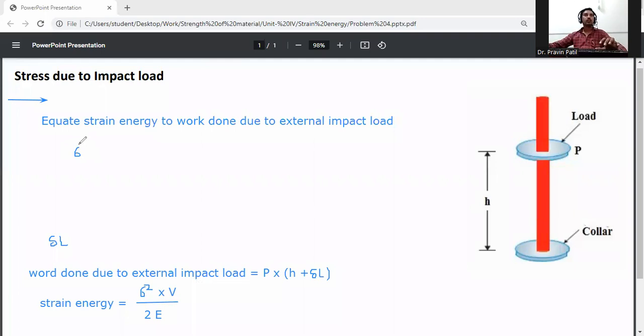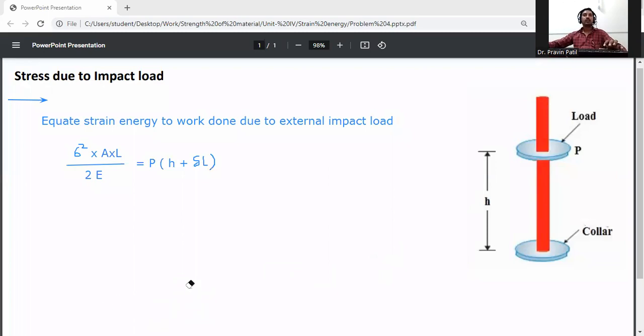Okay. So strain energy is sigma square V. Volume is area into L, that is A into L, divided by 2E, is equal to P in bracket H plus delta L. We know that delta L is equal to PL divided by AE. So P by A is sigma, and delta L is sigma L divided by E.